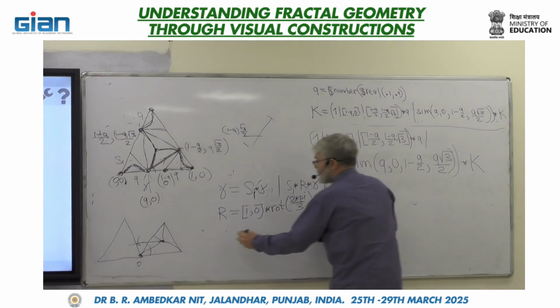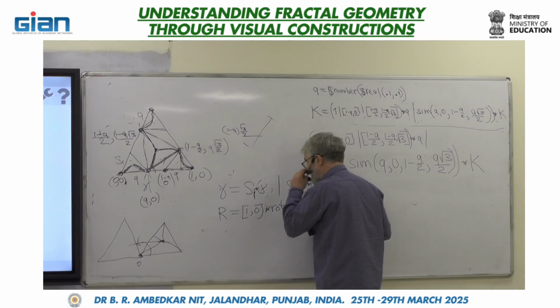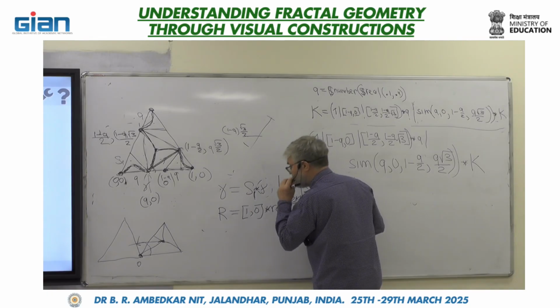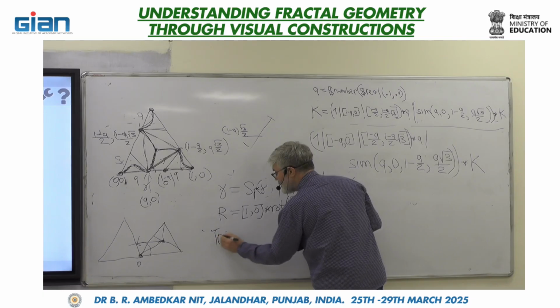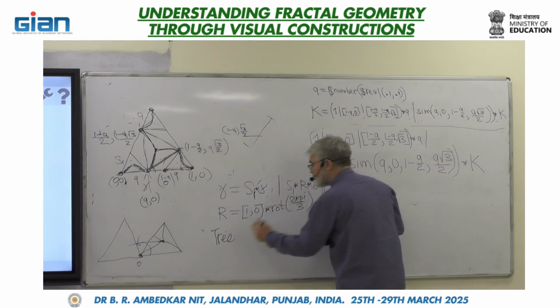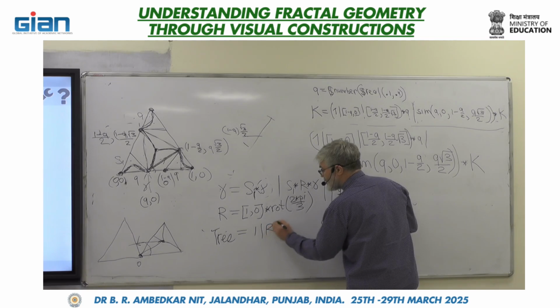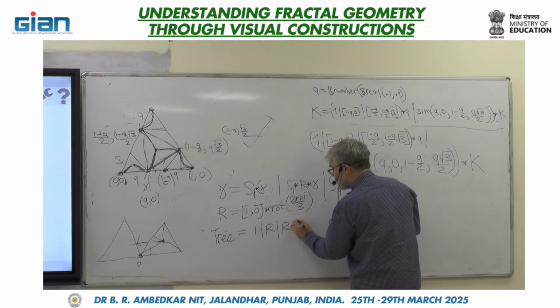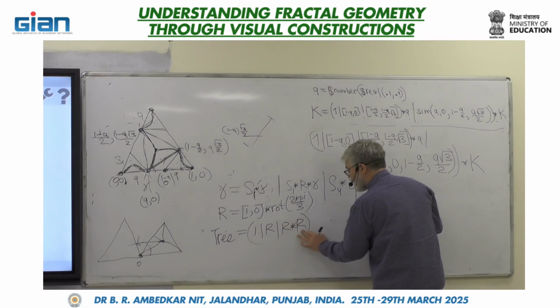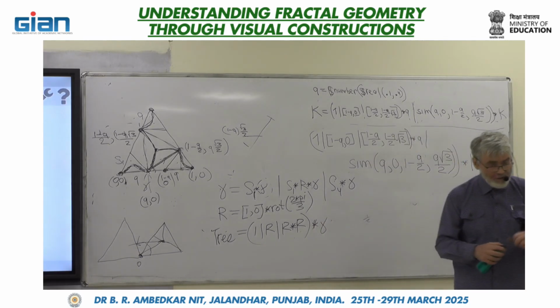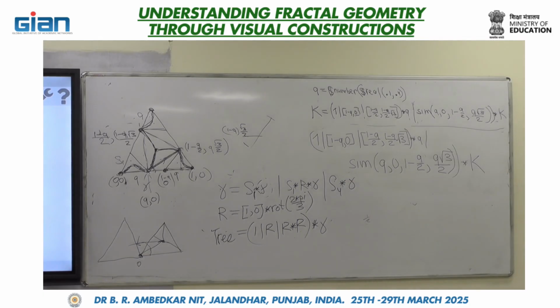Yes. And suppose to make the whole main tree, then you will get 3 will be equal to 1 R multiplied by R and multiplied by gamma. So this will give us the main tree of the dendrite. Did you understand how it was done?